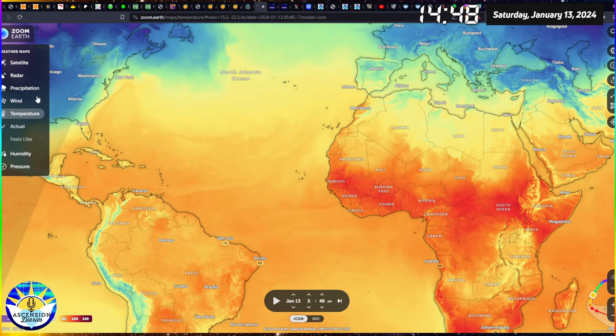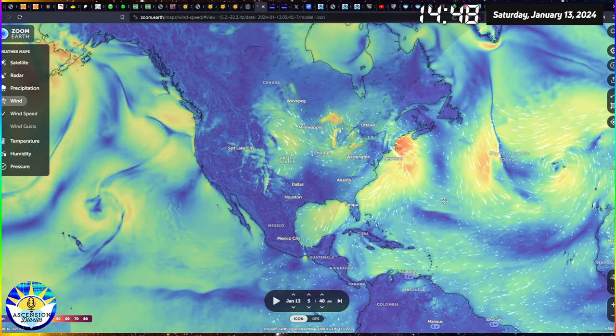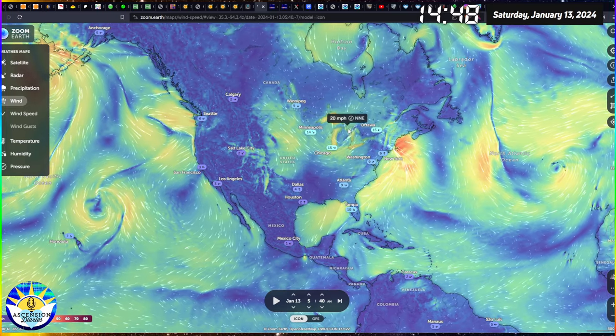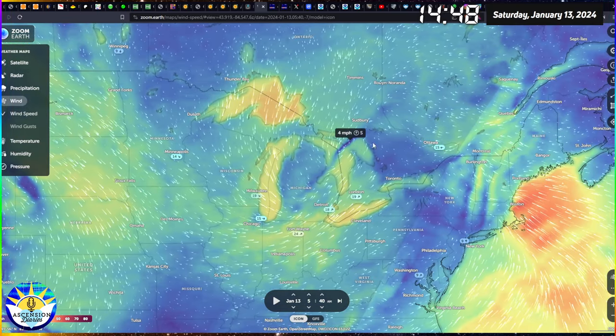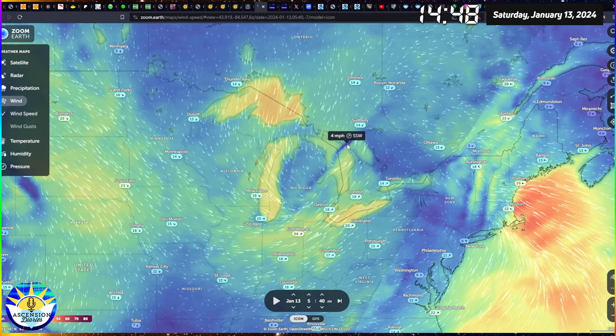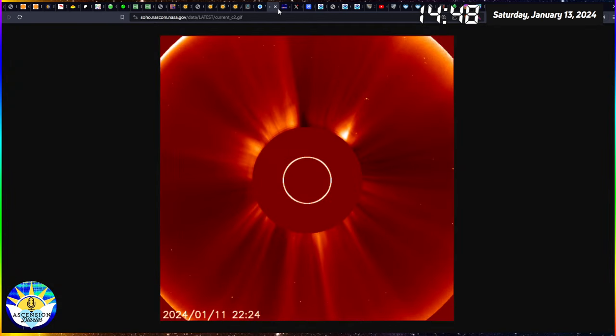Fascinating. Okay, let's look at a different, let's look at the wind intensity. Look at this cycloning wind just circulating right over here. Take a look at that. Check on that. Over here by the Great Lakes. Very interesting. Now let's take a look at the sun for a brief second.